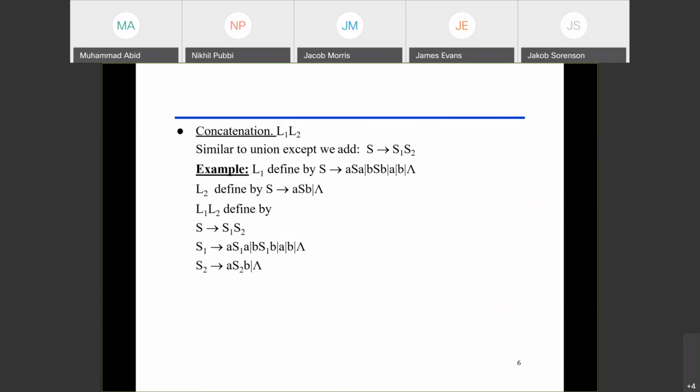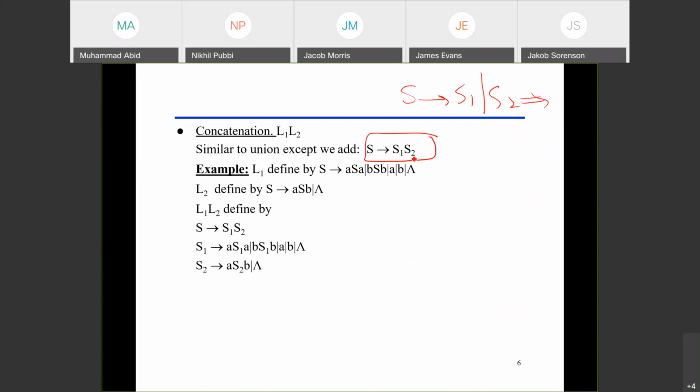The only difference is when you add a new production rule. In union, you add a new production rule saying S1 or S2. Whereas here you will say S1 dot S2. So you need to know that in this case, order does not matter, but in this case, order matters.